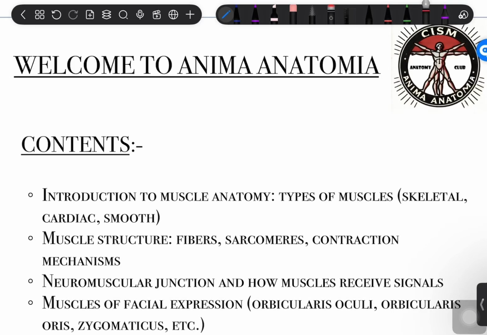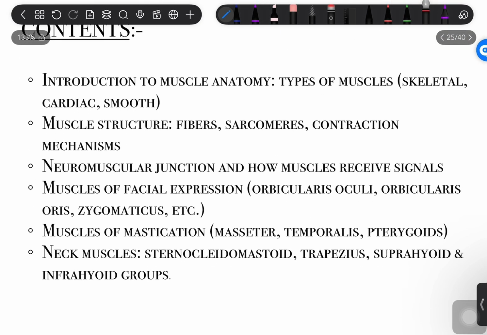So today in this video, the contents which we will discuss are an introduction to muscle anatomy, like types of muscles: skeletal muscle, cardiac muscle, smooth muscle, and the structure of muscles like fibers, sarcomeres, and contraction mechanism. And also we will discuss the neuromuscular junction and how the muscle receives signals. And we also included muscles of facial expression, muscles of mastication, and neck muscles.